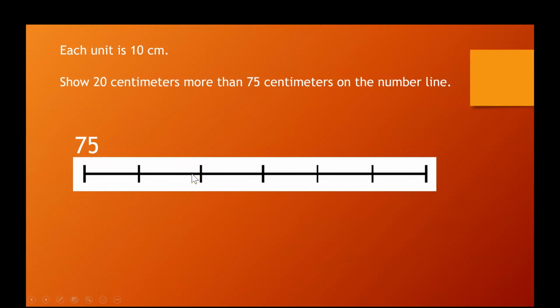So let's count by tens again from 75 to find out what 20 centimeters more than 75 is. So 75, 85, 95. Again, we could also do 75 plus 20 equals 95.